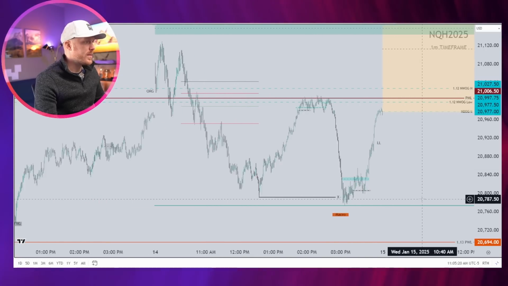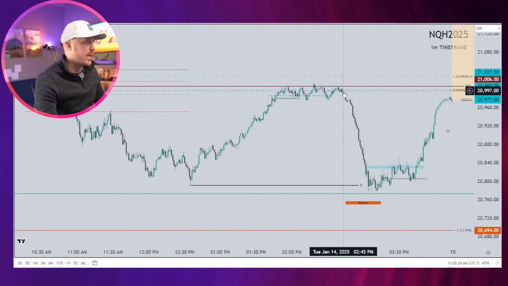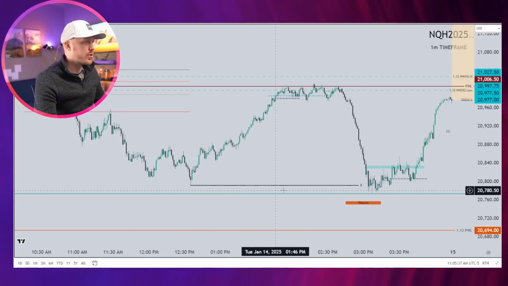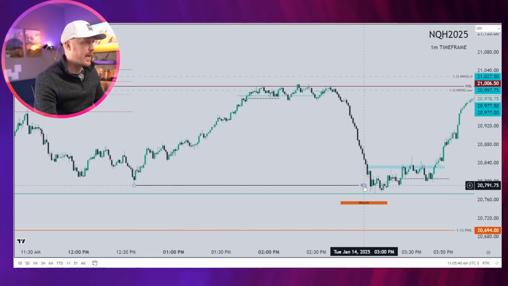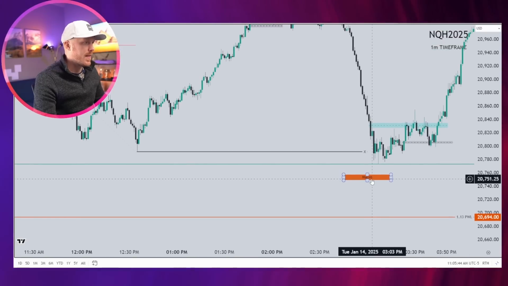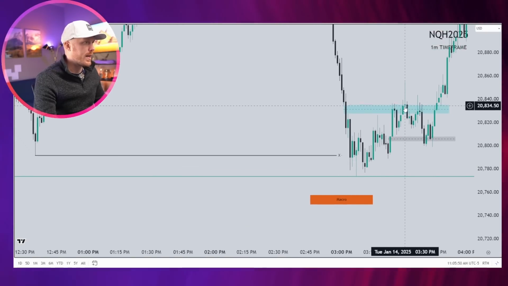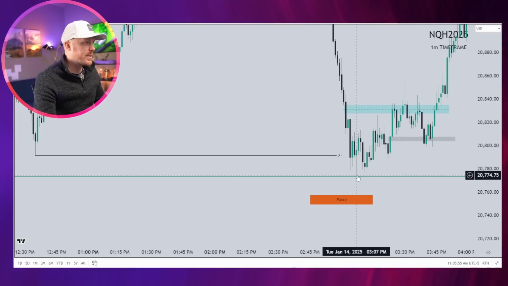We see algorithmic price delivery, price spooling lower. We have our 2 p.m. macro right here. And then during that 2 p.m. hour, we see price spool lower towards the low of day. Low of day is now taken. It was also taken and set inside that 3 p.m. macro. We have our first inversion fair value gap right here, and now the low is set for the day.